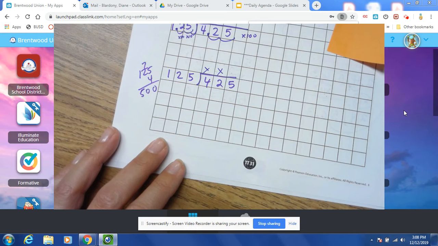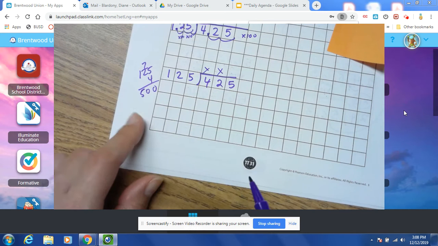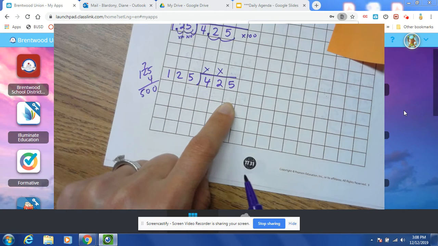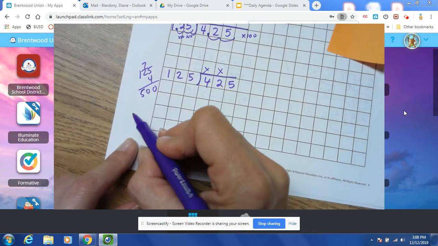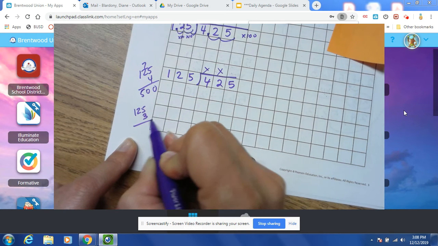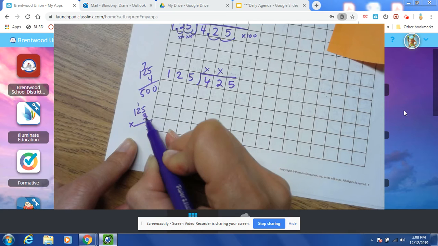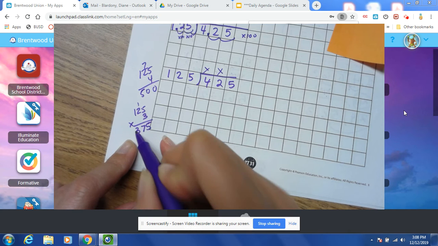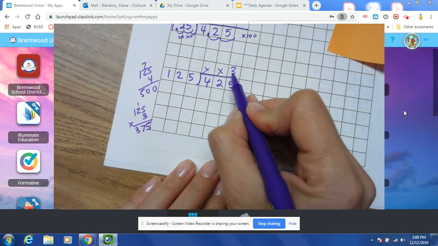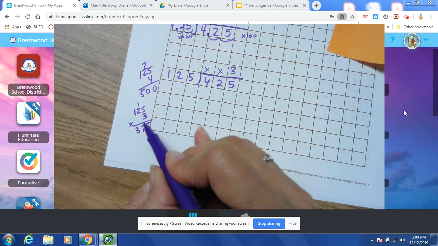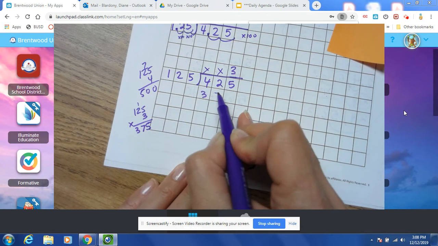Yep, did I get that right? Yes, 500. Okay, too big, so I have to go down by 1. So 125 times 3. That's 15, that's 6, that's 7. 375. This goes in 3 times. So 125 times 3 is 375.